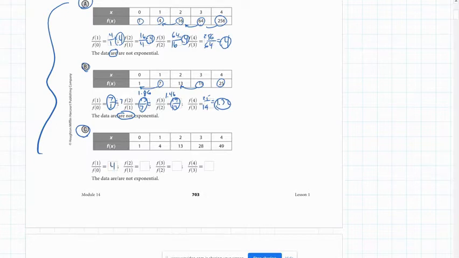So the first one is 4. The second one is 13/4, so we can tell already they're looking like they're not the same. 28/13 and 7/4. Those values are not anywhere close to one another, so the data are not exponential.